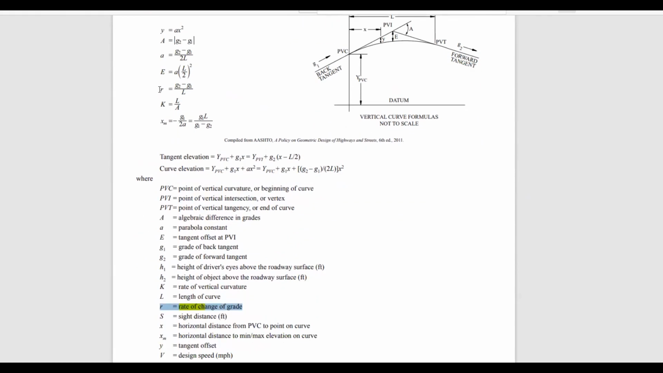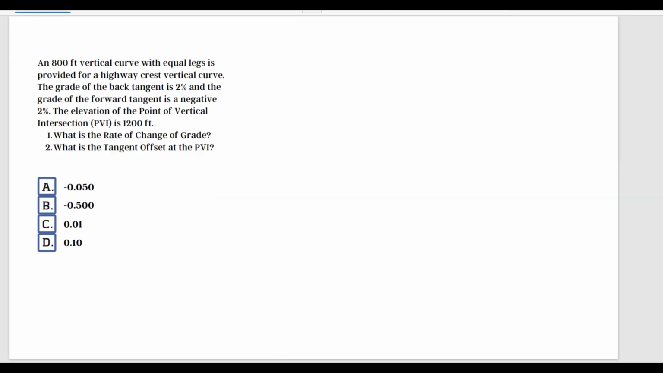On this page, you're also given a formula, which is G2 forward tangent minus G1 back tangent over L. And L is this horizontal distance between PVC and PVT. So let's go ahead and write this formula down. So we have R equals G2 forward tangent minus G1 back tangent over L.